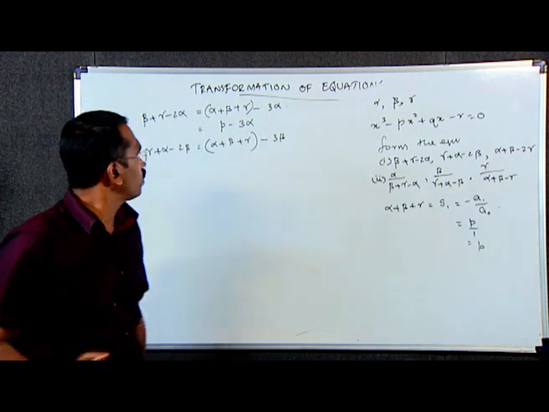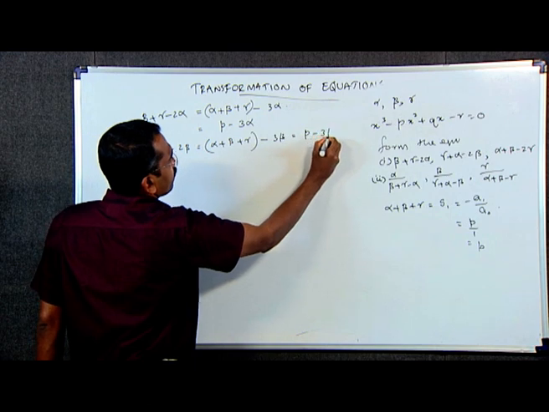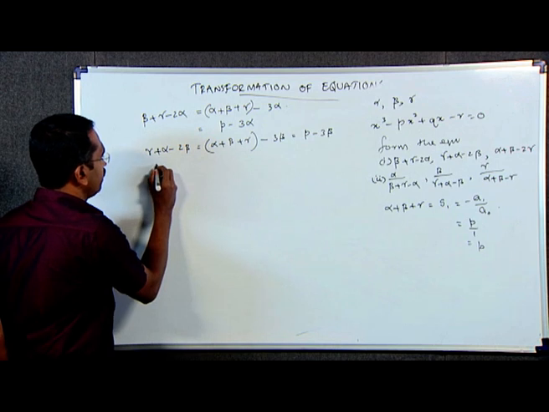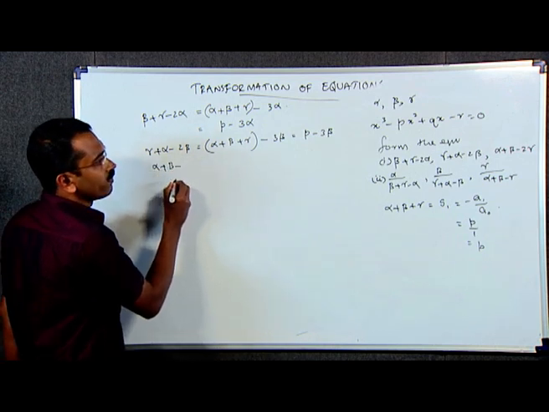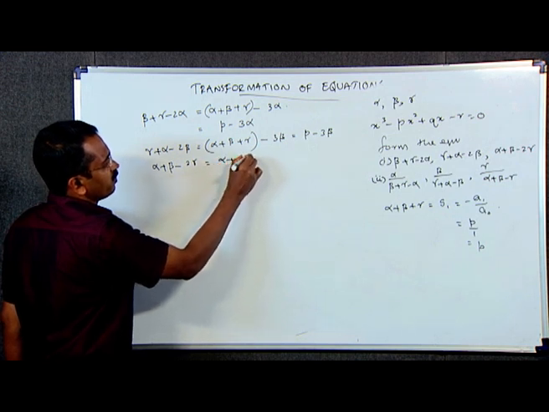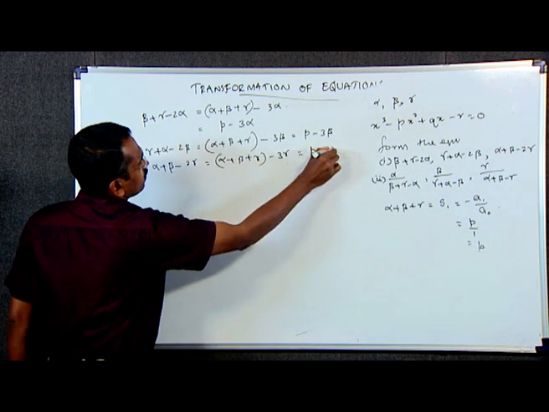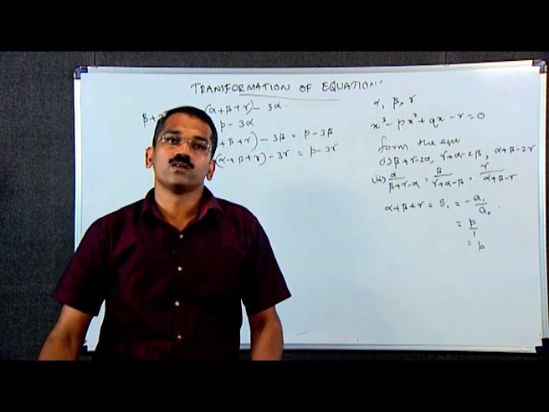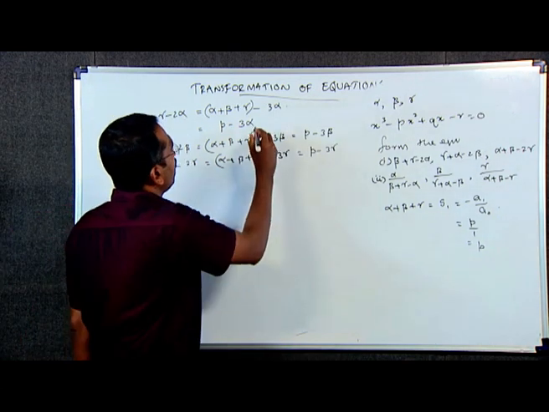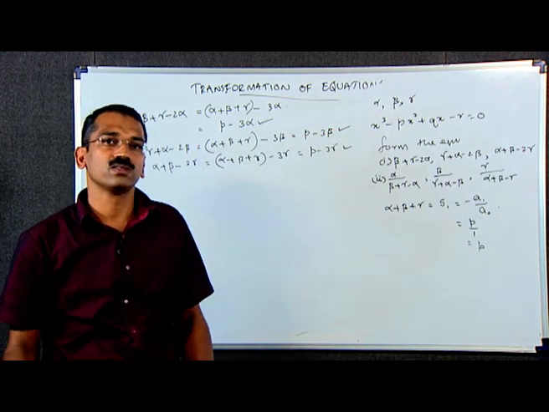Which is equal to P minus 3 beta. And this third one is alpha plus beta minus 2 gamma. Like this, we can write alpha plus beta plus gamma minus 3 gamma, that is P minus 3 gamma. So, we have to form the equation whose roots are P minus 3 alpha, P minus 3 beta and P minus 3 gamma.